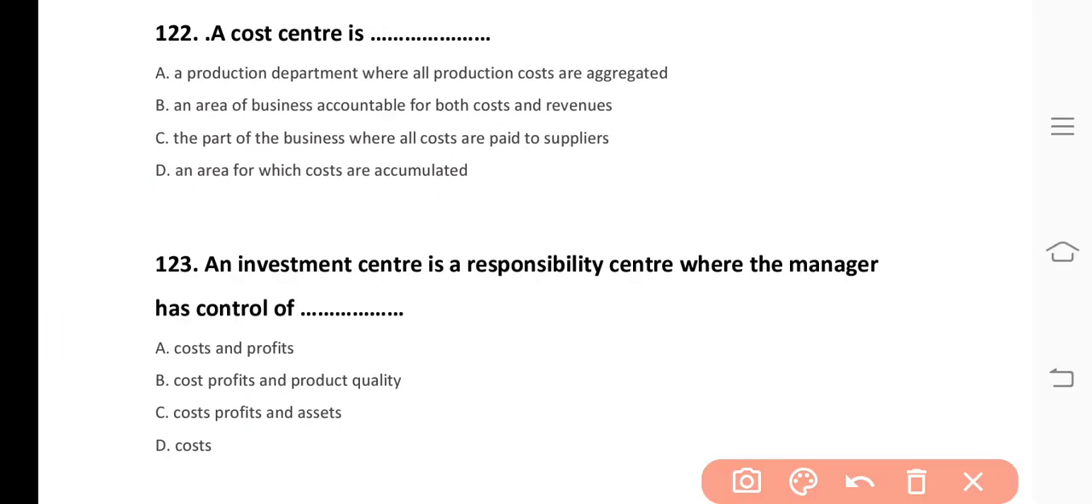MCQs number 122. A cost center is: production department where all products costs are aggregated; an area of business accountable for both costs and revenue; the part of the business where all costs are paid to supplier; an area for which costs are accumulated. So a cost center is an area for which costs are accumulated. Option D is correct option.